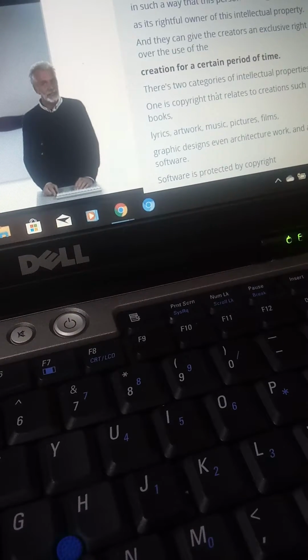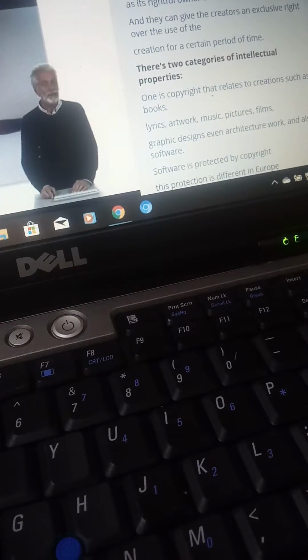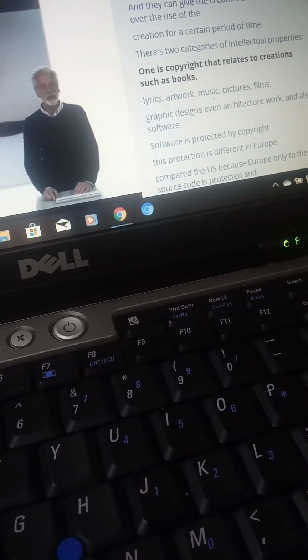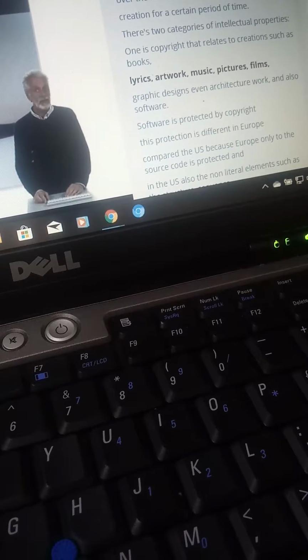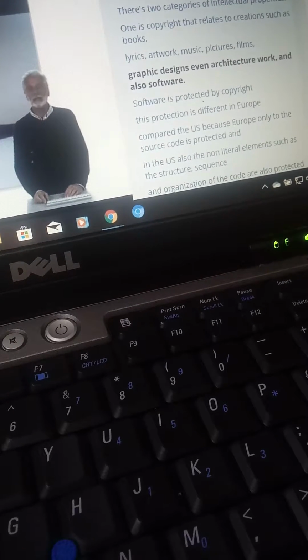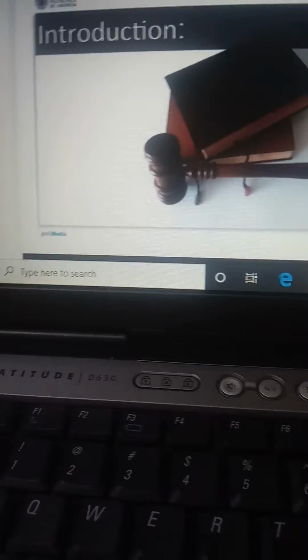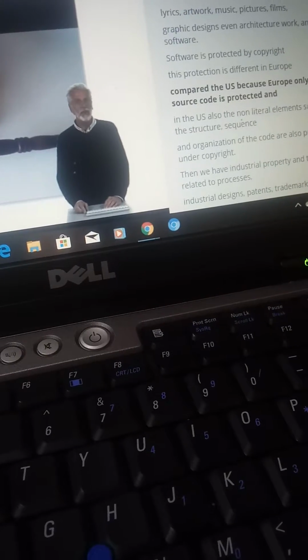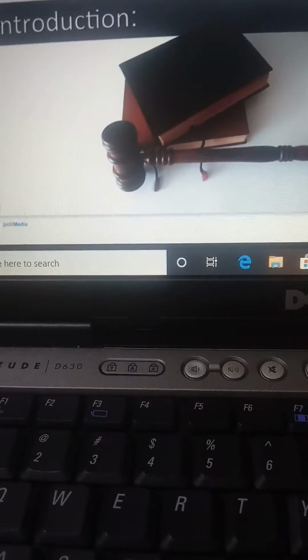There are two categories of intellectual property. Copyright relates to creations such as books, lyrics, artwork, music, pictures, films, graphic designs, and even architectural work. Software is also protected by copyright, but its protection is different in Europe, where only the code is protected, and the US, where non-literal elements such as structure, sequence, and organization are also protected.